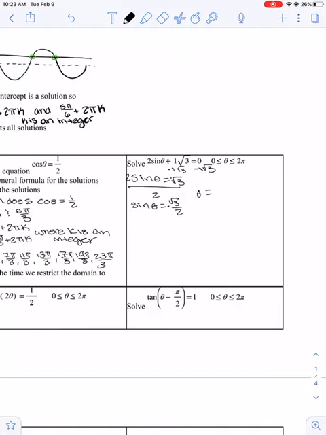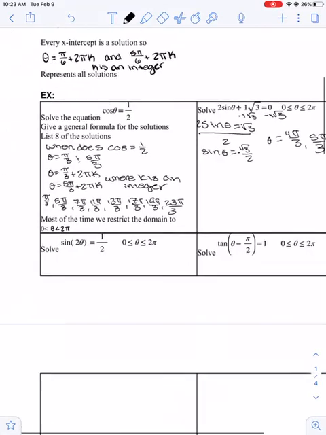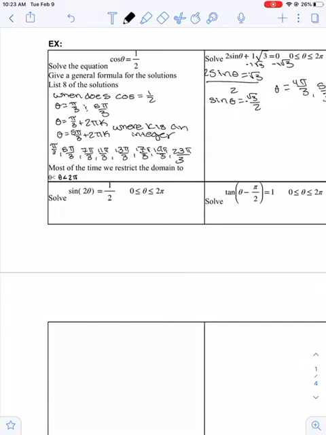So when does sine equal negative root 3 over 2? That's at theta equals 4 pi over 3 and 5 pi over 3. And you get those from your unit circle. And that's it.